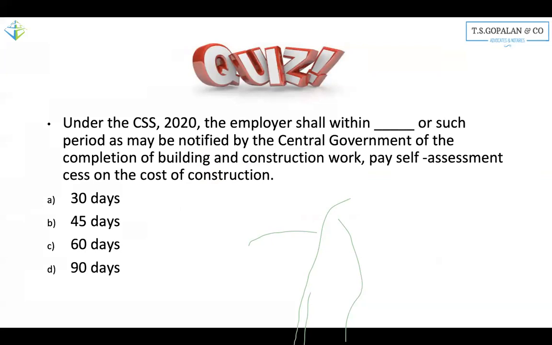Under the Code on Social Security, on completion of building and construction work, the cess has to be paid on a self-assessment basis. Within how many days are you required to do it is the question. Please do type in your answers in the chat box. We shall reveal the correct answer in the end of the PowerPoint.